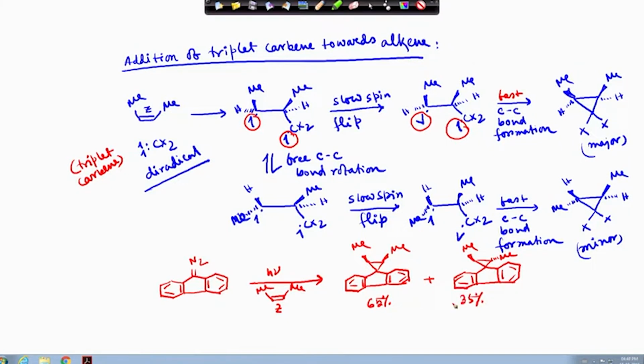So, from this outcome of these reactions we can suggest that definitely the carbene generated by this photochemical irradiation of these diazo compounds is actually generating a triplet carbene. So, what we initially suggested is that chemically we can prove the nature of this carbene through these addition reactions.